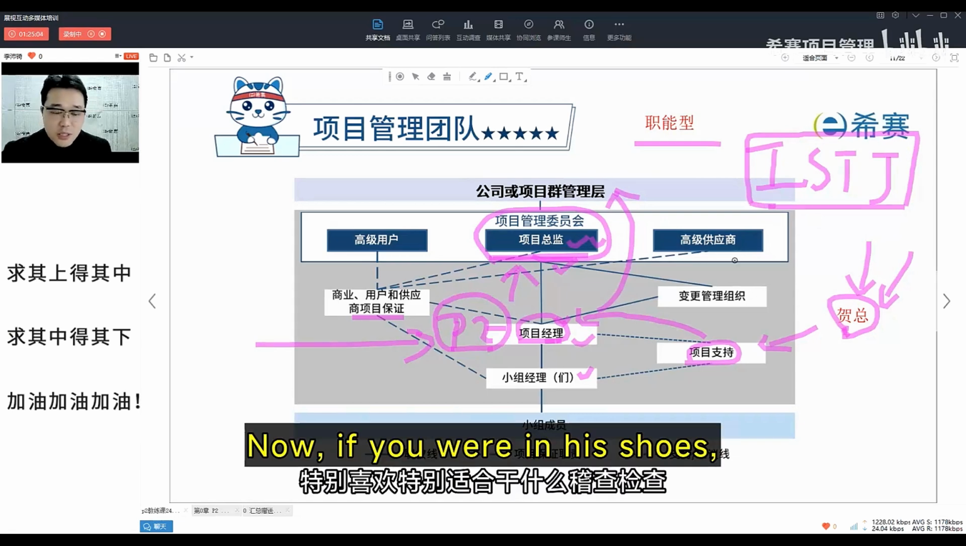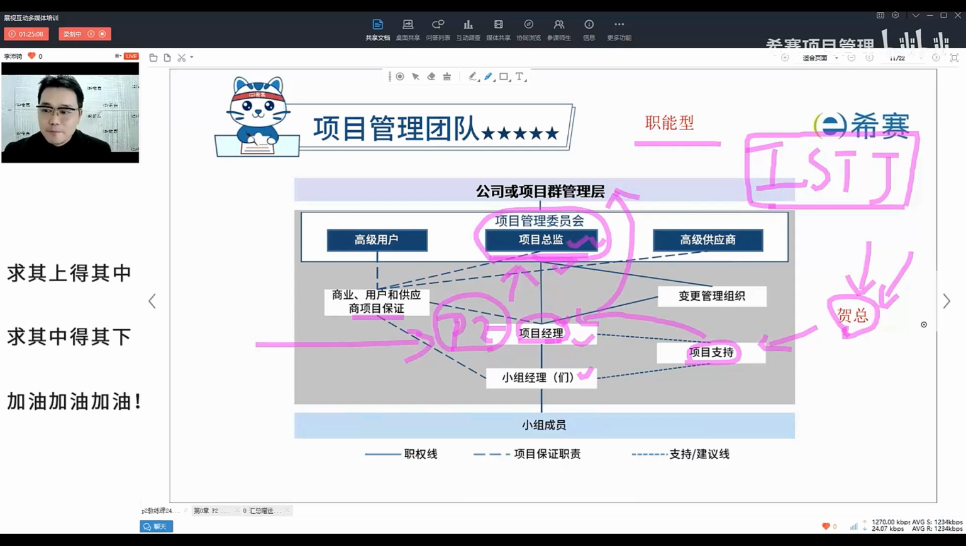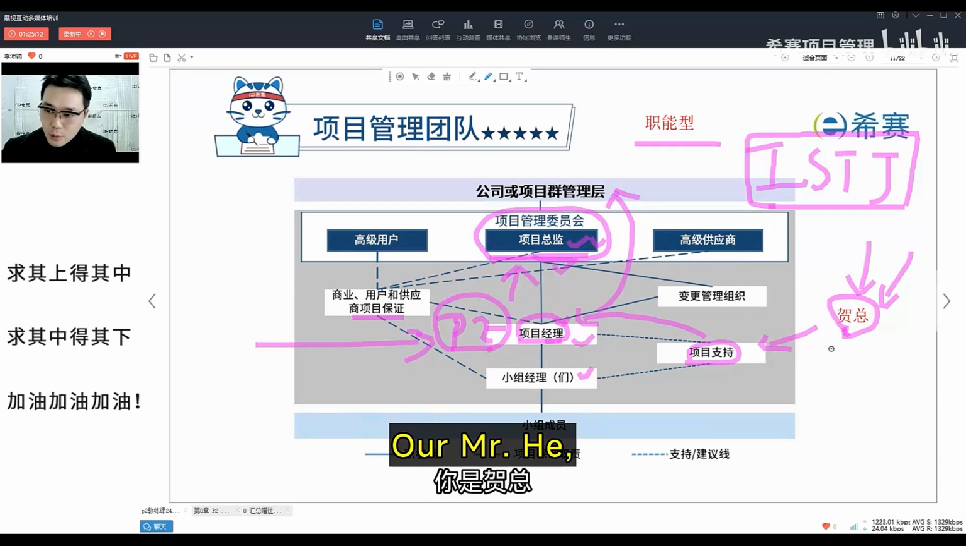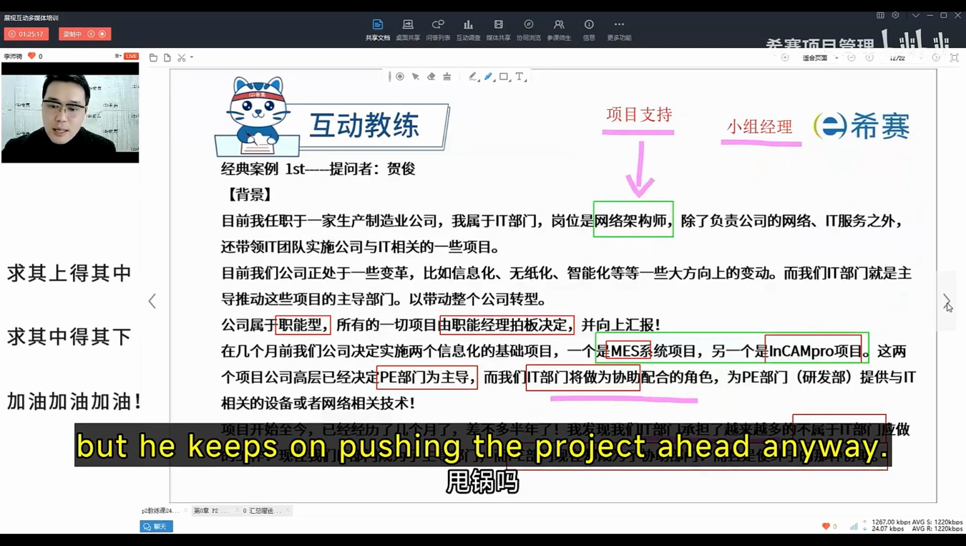Now, if you were in his shoes, if you were Mr. He, how would you handle this? How's the bug? No way. Our Mr. He feels awful about it. But he keeps on pushing the project ahead anyway.